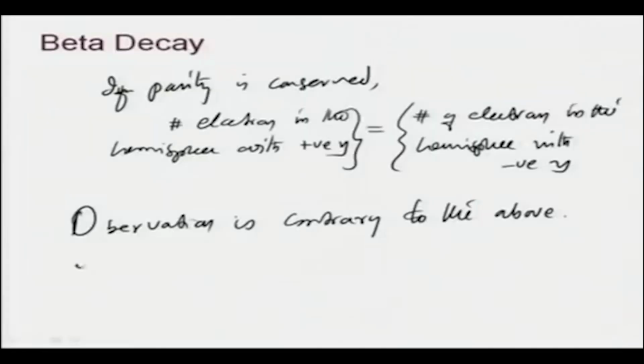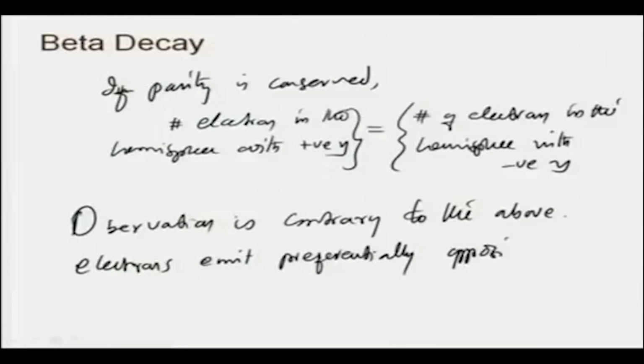There is a preferential direction: electrons are found to be emitted preferentially opposite to the spin of cobalt. That is the preferred direction for the electron. It is not exactly opposite, but in the distribution between positive y and negative y, it is found that most of it is in the negative y direction.